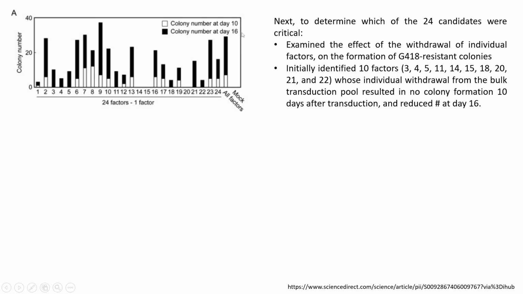So what did they see after doing this very extensive experiment? They saw that there were 10 factors, the numbers are listed here, whose individual withdrawal from the bulk transduction pool resulted in no colony formation at day 10, and very few colonies formed at day 16. So these ones are highly essential, right? So we are figuring out that, okay, out of 24, eliminate 14, these 10 are essential. They have to be there. Without them, the others cannot do the job.